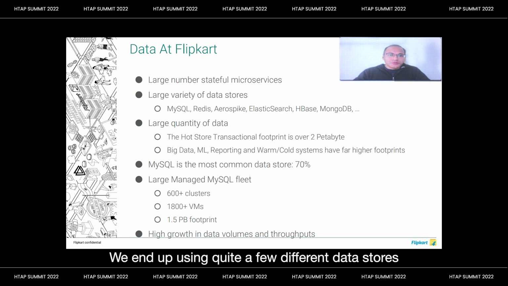So we end up using quite a few different data stores. We have MySQL, we have Redis, Aerospike, Elasticsearch, HBase, Mongo. Those are just to name the top few.